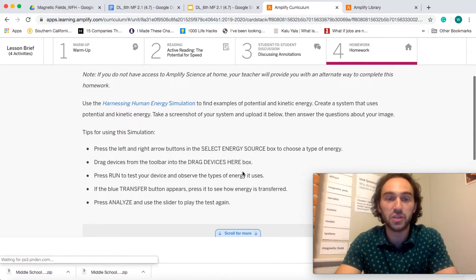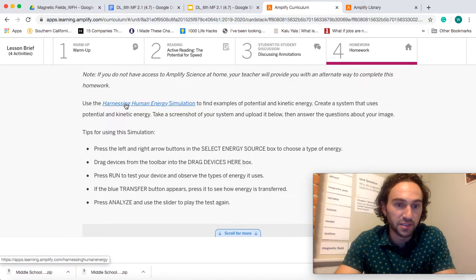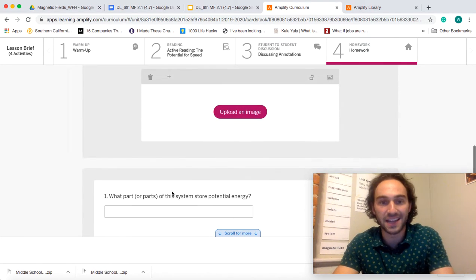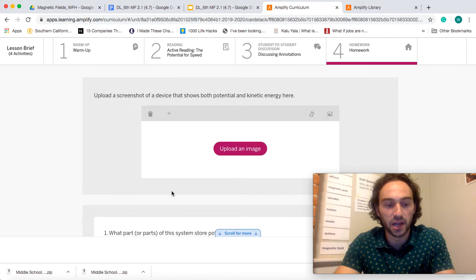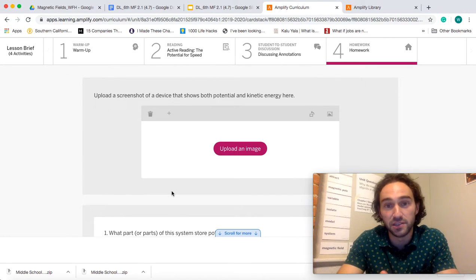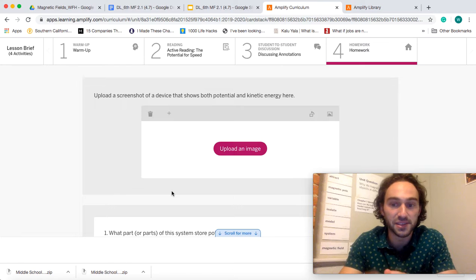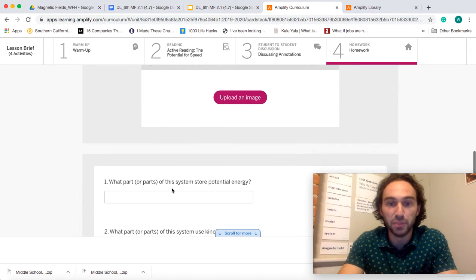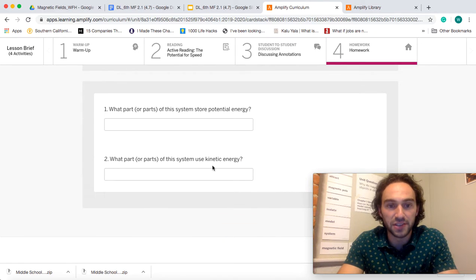For the homework, we're going to use a different sim today. It's called the Harnessing Human Energy Simulation. It's going to ask you to take a screenshot, which is Control Shift and the box on the top of your Chromebook, or for iPads, the home button and the sleep button at the same time. You're going to upload it to here, and then you're going to answer these questions. I definitely care a lot about these, so please put some care and thought into it.